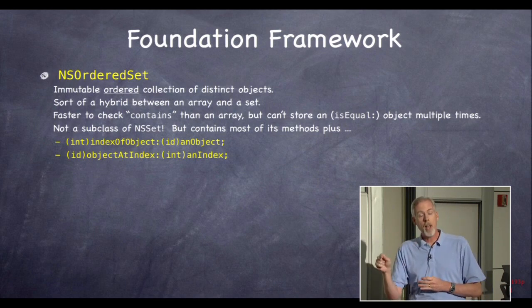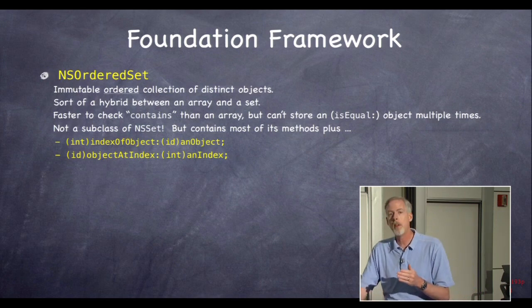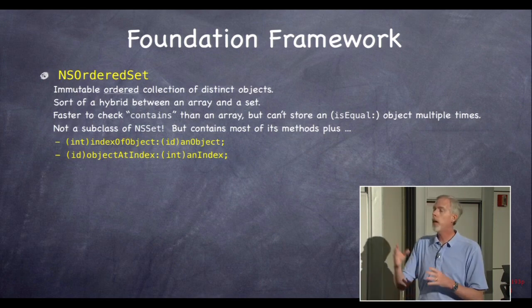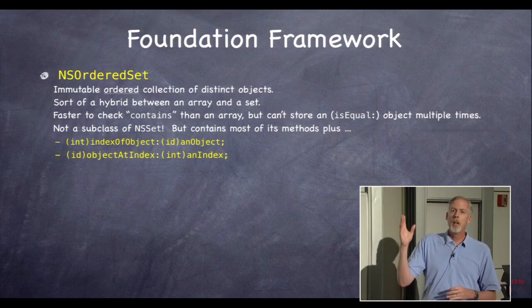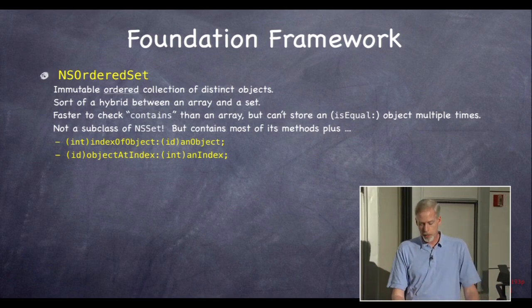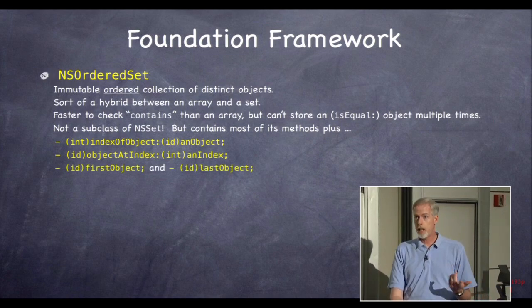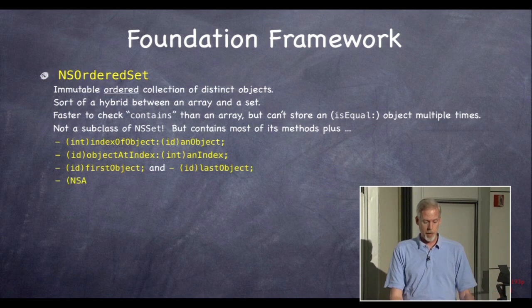However, in an array, you could put the same object in 100 times. And it would be at index 0, 1, 2, 3, 4, 5, 6, all the way up to 99. Oh, yeah, by the way, arrays start at index 0, as you would expect. So in an NSOrderedSet, you cannot put the same object in twice, but it implements containsObject very quickly. Since it has order, it can also tell you the first object and the last object in the NSOrderedSet.